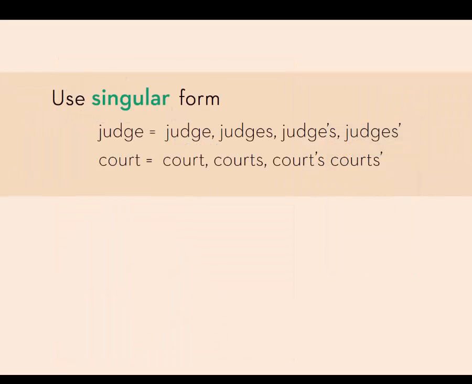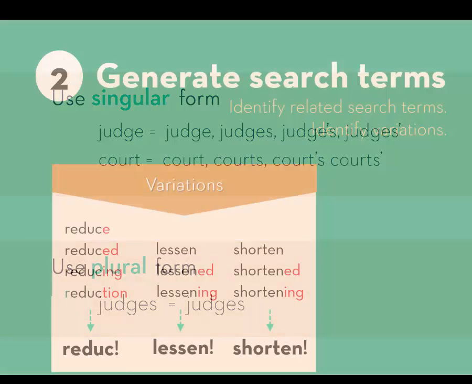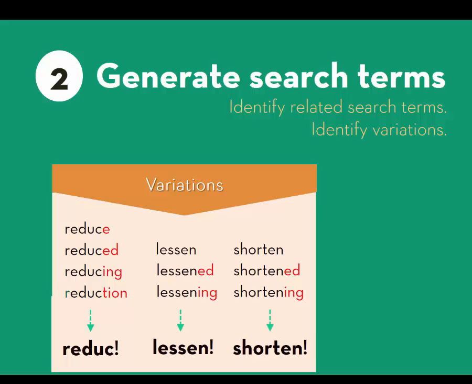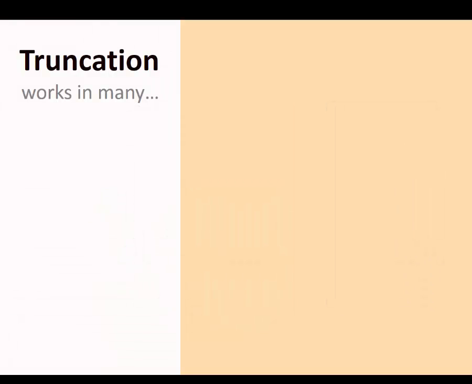You can find variations of terms even without typing in a special character. If you enter the singular form of a term, Westlaw and Lexis will automatically retrieve the plural and possessive forms. But if you enter the plural form, only the plural is retrieved. Here's our previous example. Truncating is useful because we don't have to spell out every variant of our terms over and over again. You should use truncation routinely.